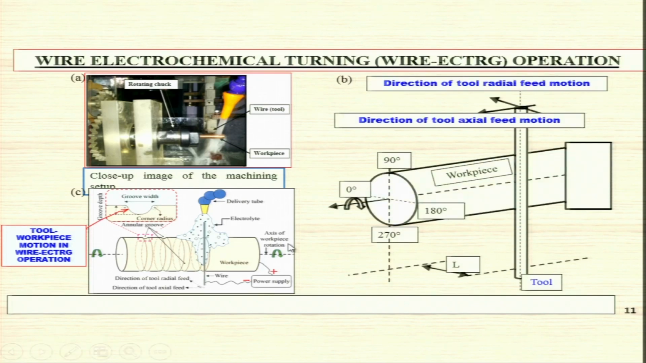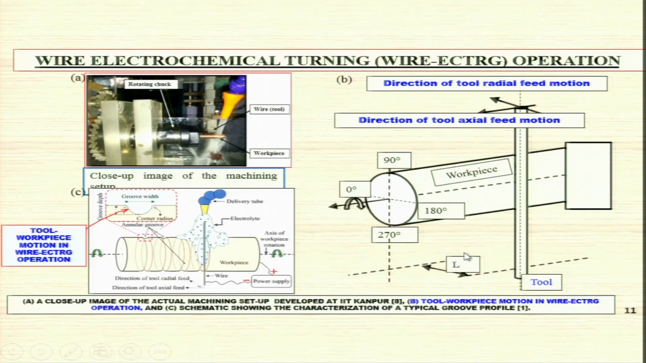You can see another schematic view for this: the direction of tool radial motion in this particular direction with reference to this workpiece, and the direction of tool axial feed motion in this direction, and this is the wire and workpiece, and you can see 0 degree, 90 degree, 180 degree, 270 degree. So a close-up image of the actual machining setup developed at IIT Kanpur is given over here.